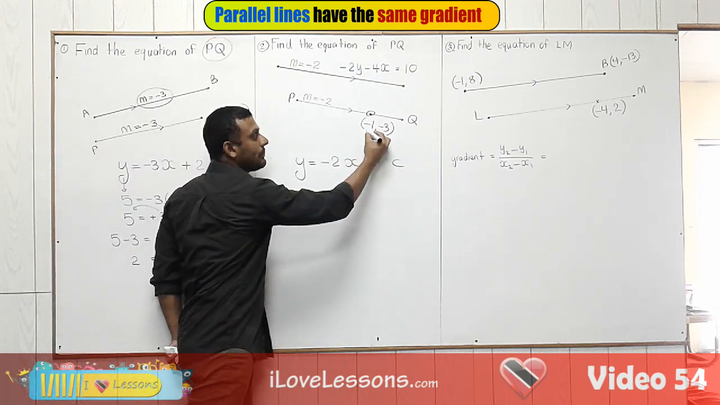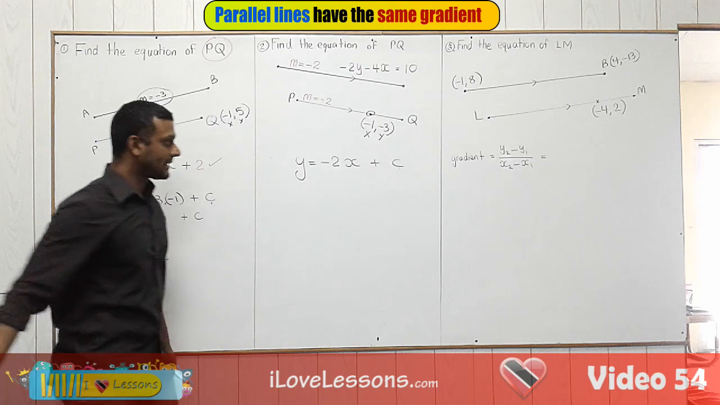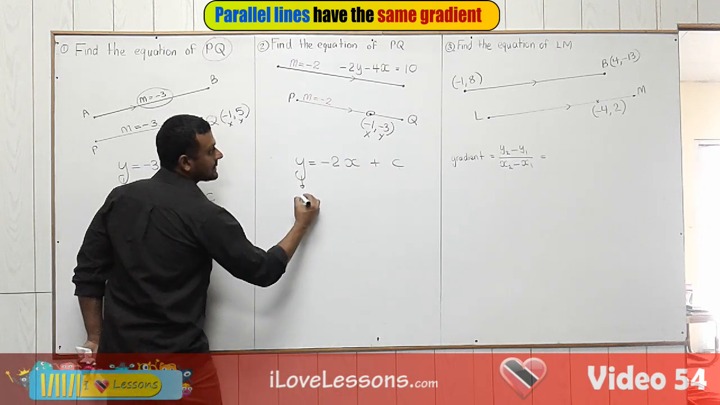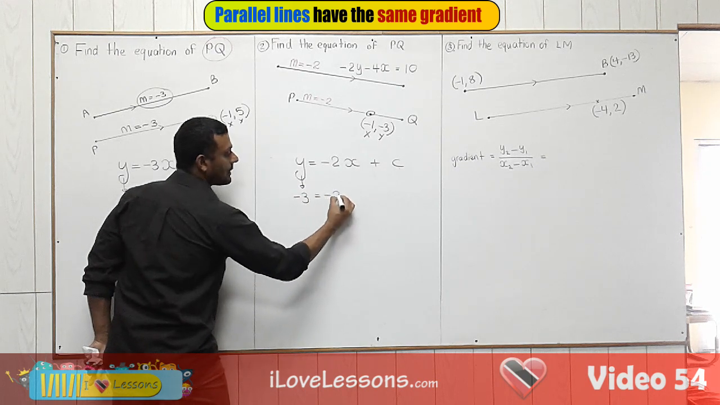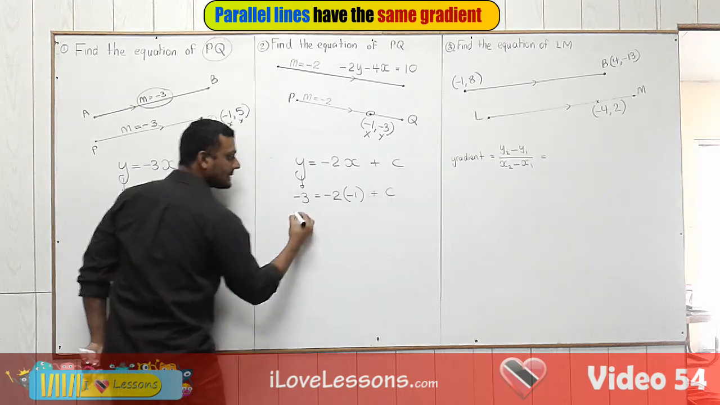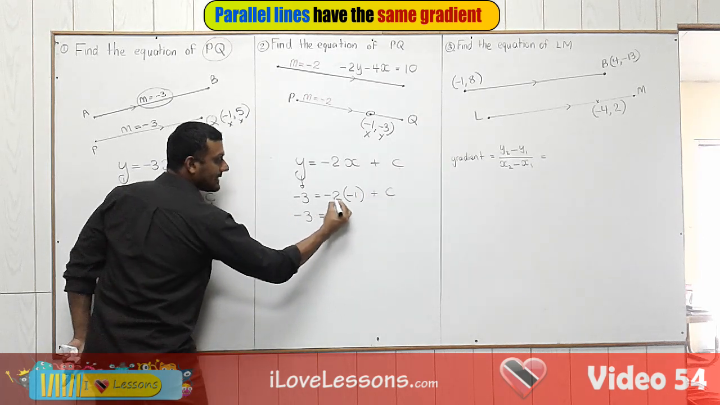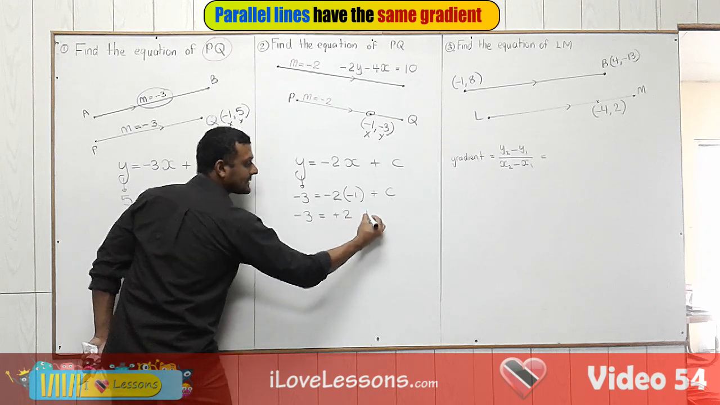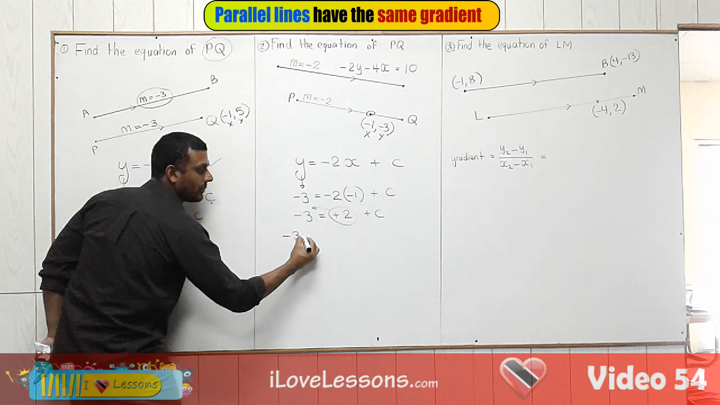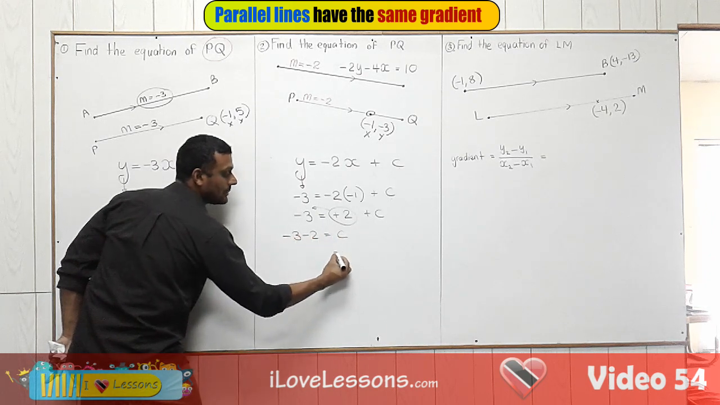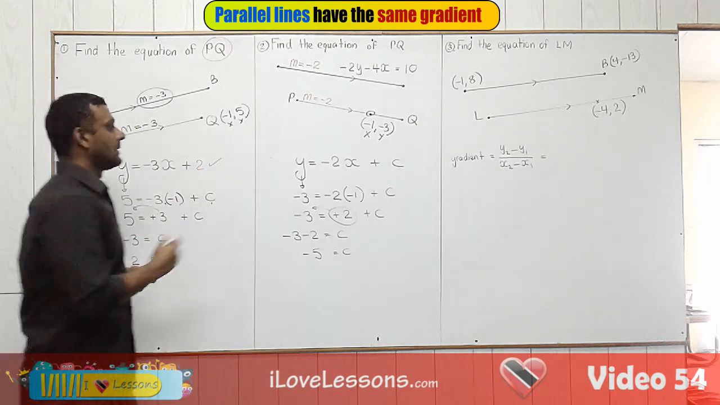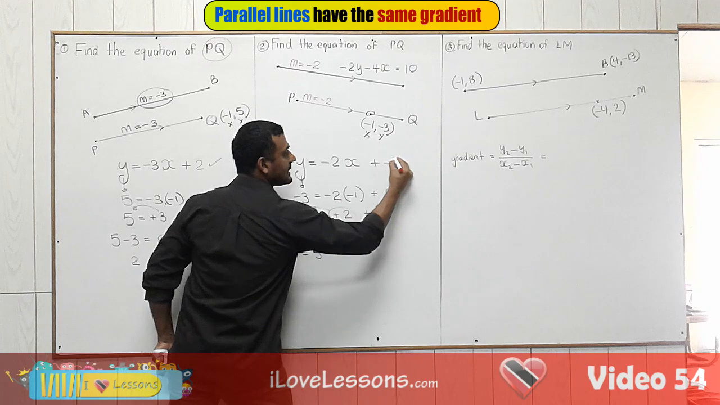And it so happens we have one point on the line. According to this point, x is minus 1 and y is minus 3. So we just substitute it inside here. Replace y with minus 3. Replace x with minus 1 in brackets. And we're going to solve for c. Minus 2 multiplied by minus 1 is positive 2. Solve for c. Throw across positive 2. We're going to get negative 2. So c is negative 5.